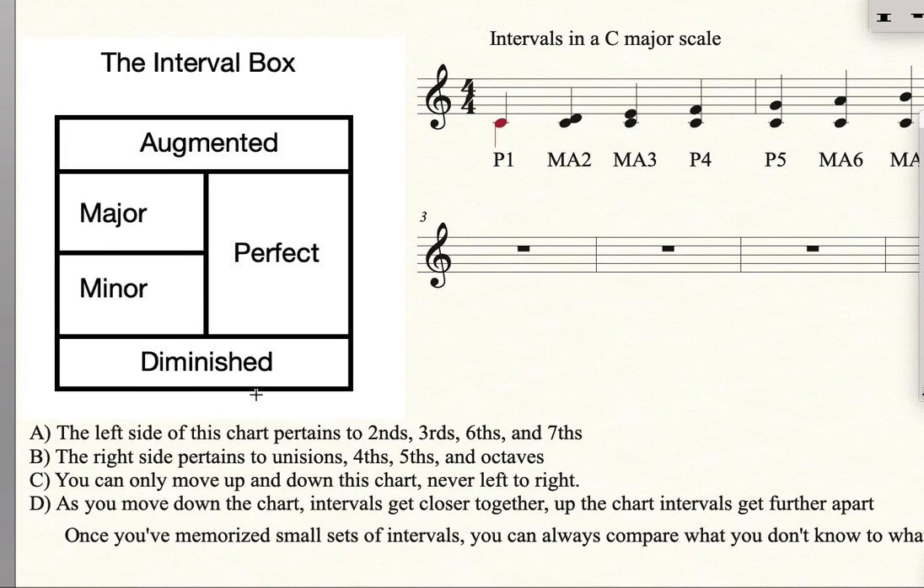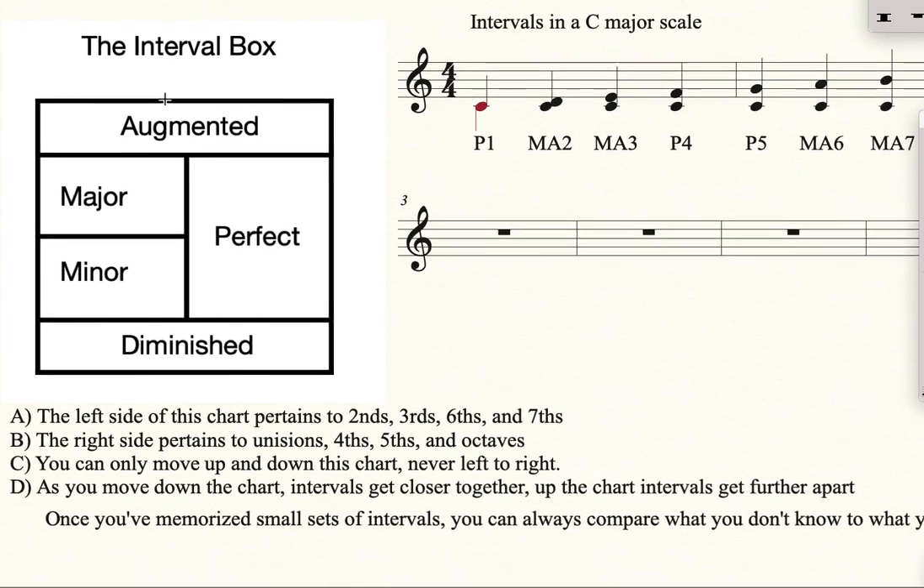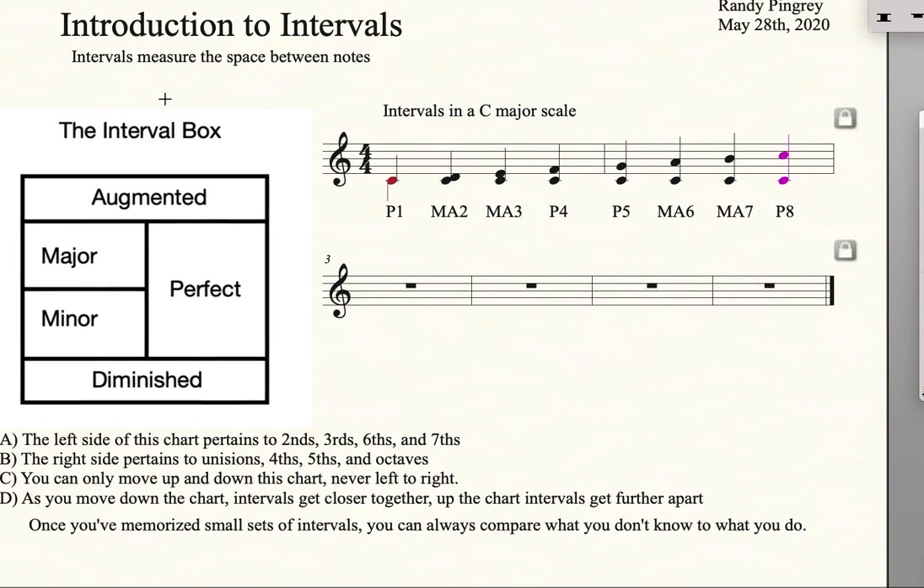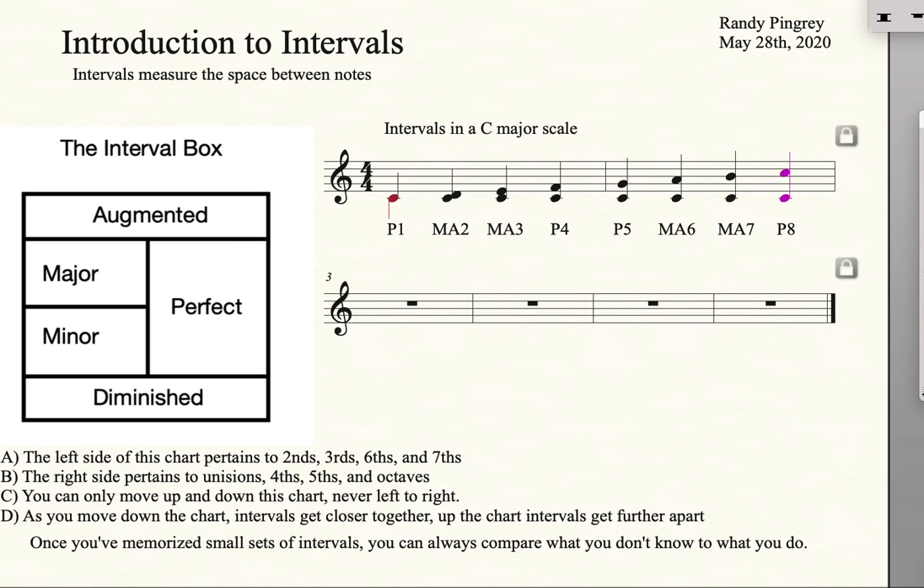You can only move up or down this chart. And as you move down this chart, intervals get closer together. And as you move up this chart, intervals get further apart. So let's play with this a little bit by comparing something we don't know against something we do. So for example, just a few minutes ago, I had an interval here, C and G flat. Now we know it's a fifth, but we don't know what type of fifth it is yet. So if we compare C and G to C and G flat, that's where things start to get possible.